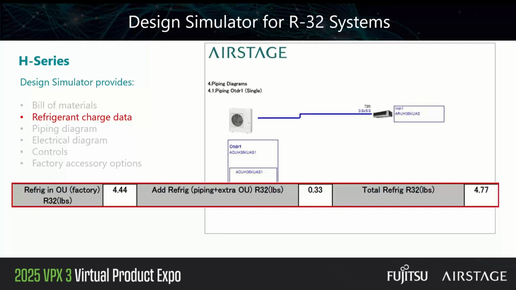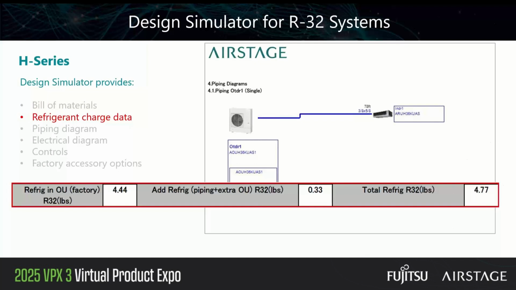So in this case, we see the outdoor unit comes pre-charged with just under 4.5 pounds of refrigerant. So we know we are over the 4-pound threshold. And let's just say we put in an estimated or an actual 78-foot length for our line set. We can see that we've exceeded the pre-charge length. So we need to add about 1/3 of a pound in addition with a total charge of 4.77 pounds.